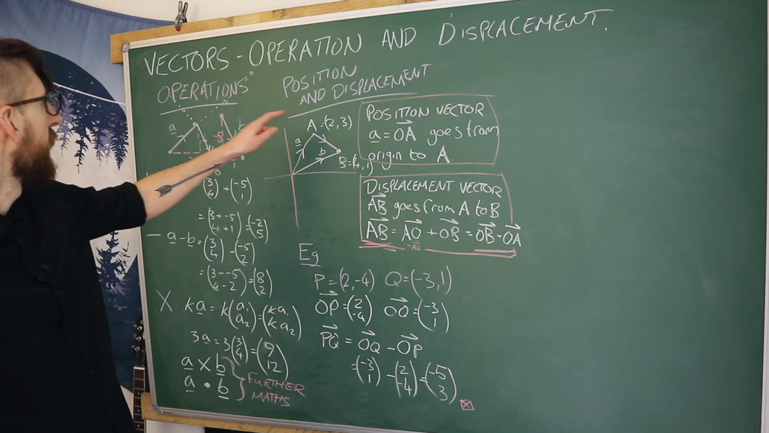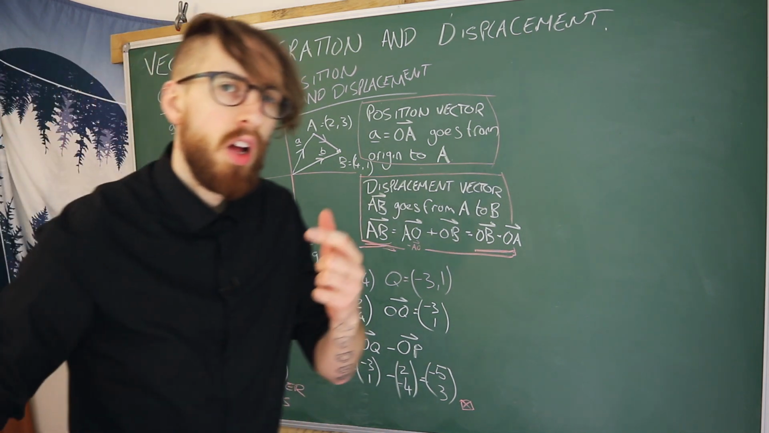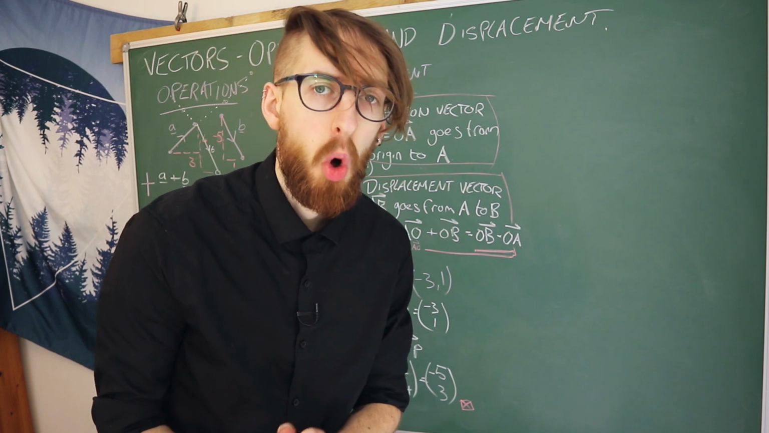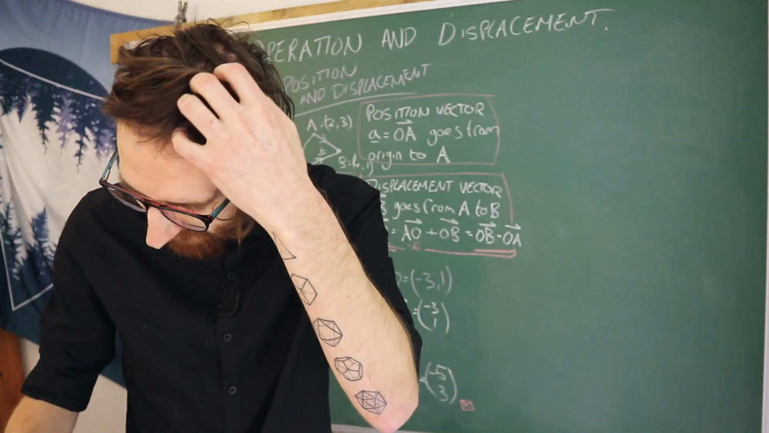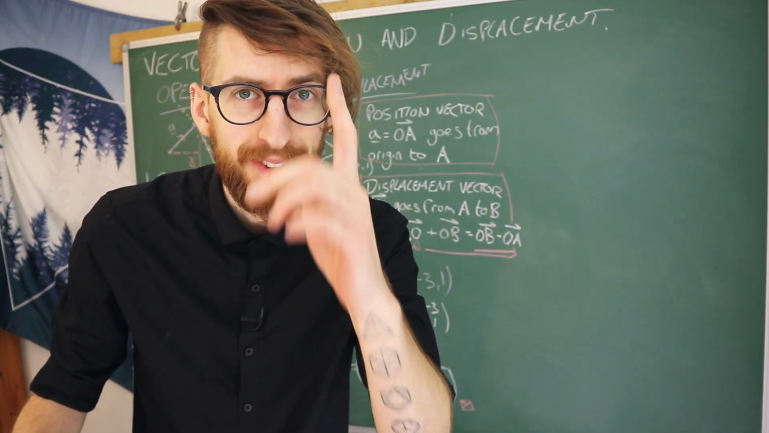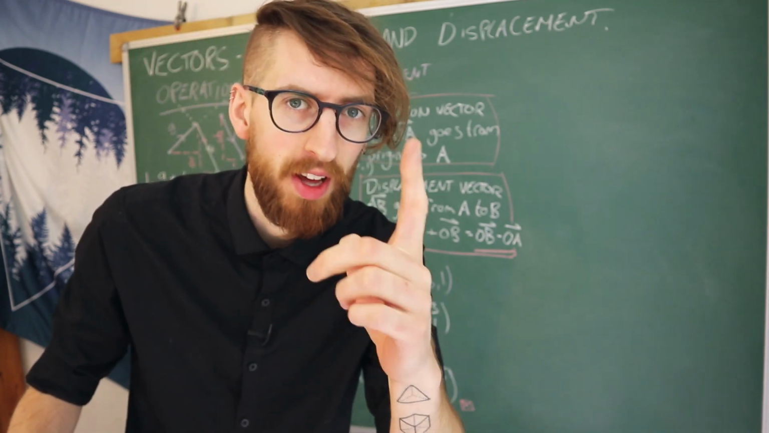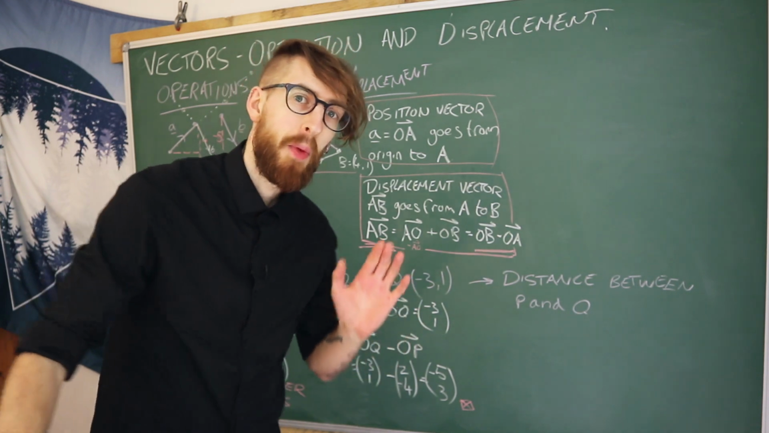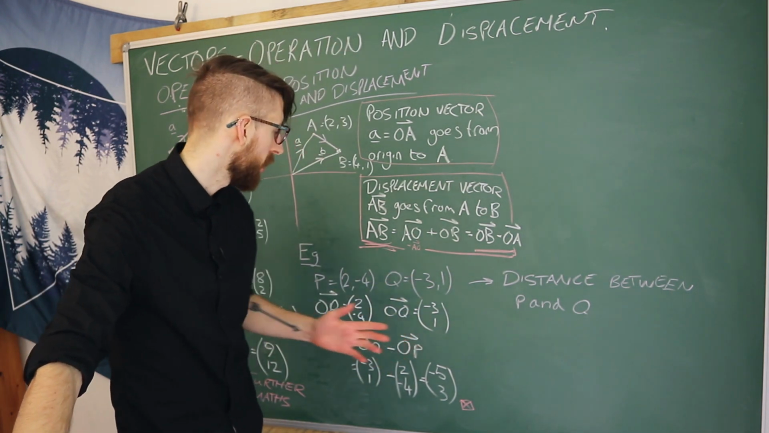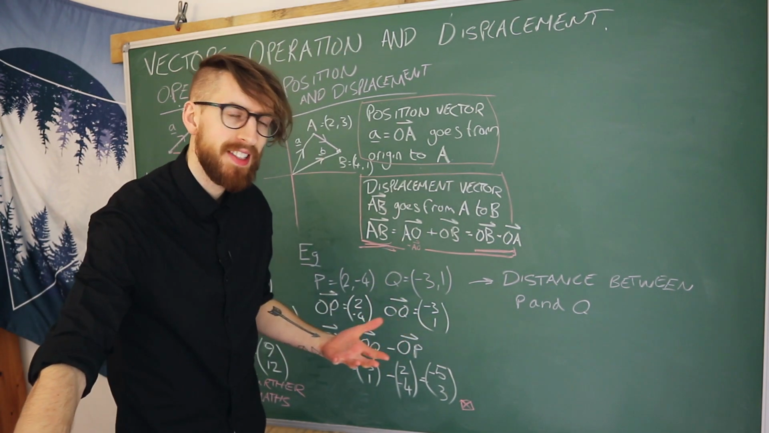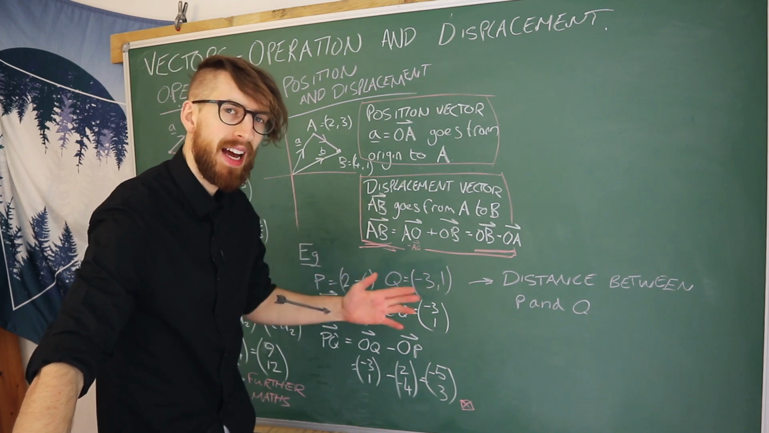So what do we do next then? We've got position and displacement, operations. The last thing that I wanted to talk about was parallel. See, no, there's one more thing. In true Columbo style, just one more thing. Okay, we haven't spoken about the distance between 2 points. So it's displacement, which means a distance. What about the distance between P and Q?